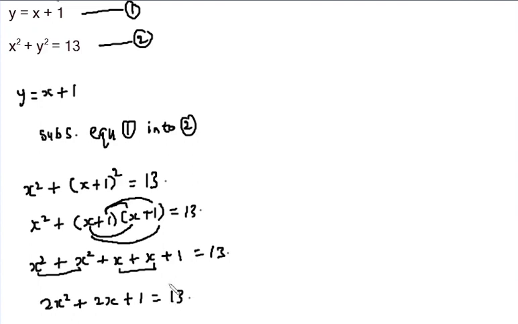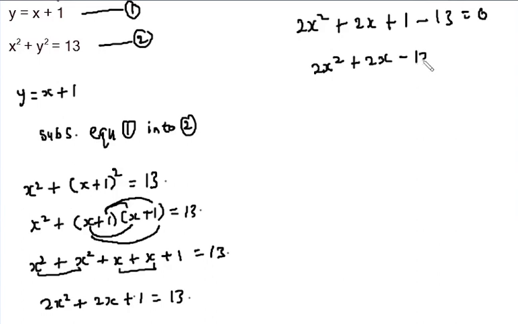If I move everything over to one side, I have 2x squared plus 2x plus 1. 13 going over to this side becomes negative 13. So this is minus 13 is equal to 0. So I have 2x squared plus 2x minus 12 is equal to 0. I need to simplify and find my answer for this quadratic equation. I could do that by using the factorization method.